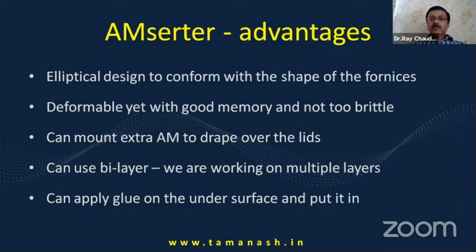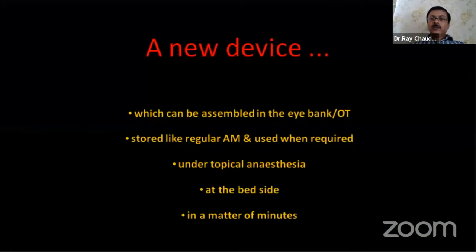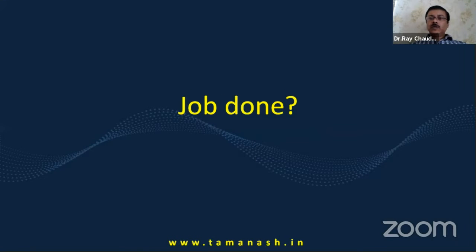So the advantages, to sum up, is the elliptical design which conforms with the shape of the fornix. It is deformable yet with good memory, and it is not brittle. We have tested it in minus 80 degree storage also. It does not become brittle. You can mount an extra AM. We have used up to 3 layers of amniotic membrane, and you can apply glue on the undersurface, although it is not needed. So is the job done?